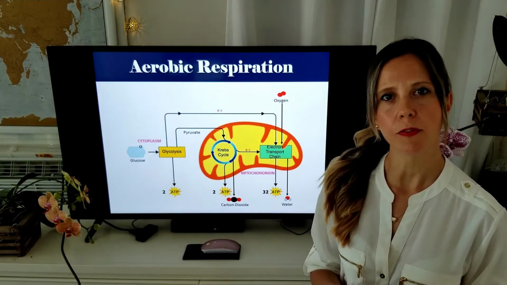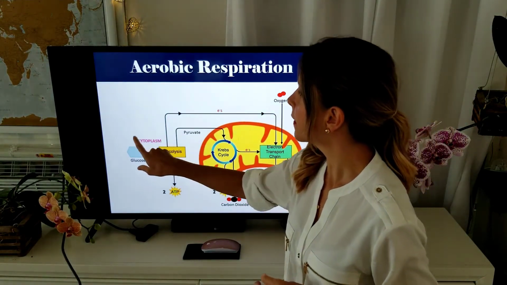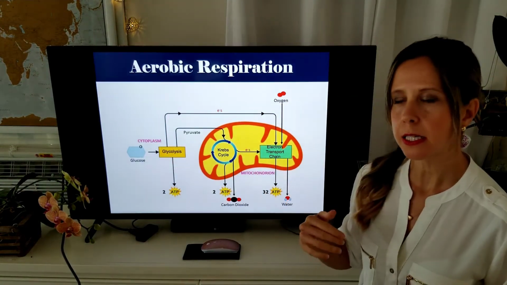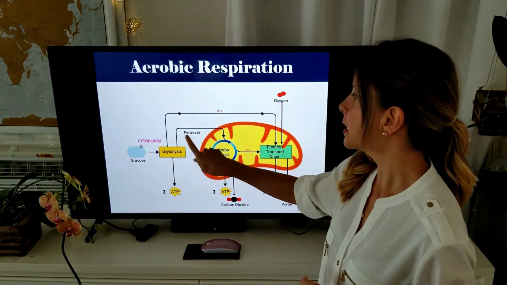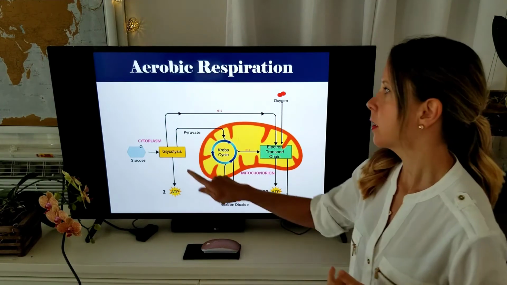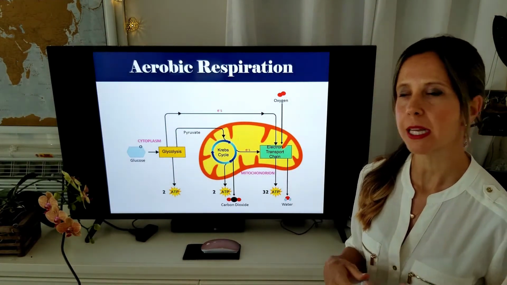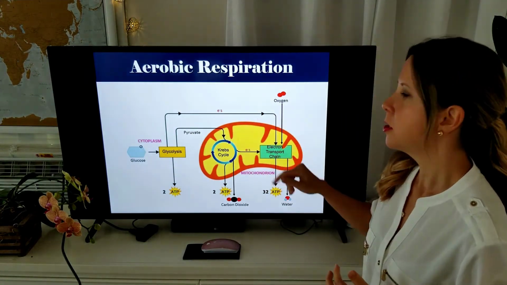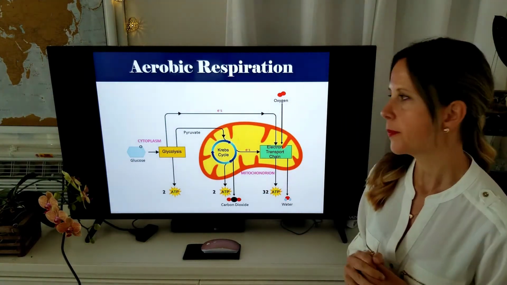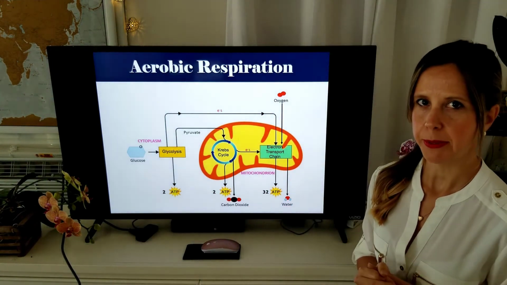Let's have a look at the overview of aerobic respiration. So we have glycolysis occurring in the cytoplasm. During glycolysis, glucose is going to be broken down, forming pyruvate. When this happens, electrons are going to be transferred onto NAD+, and NAD+ will be able to carry those electrons to the electron transport chain. Glycolysis is also going to produce 2 ATP.